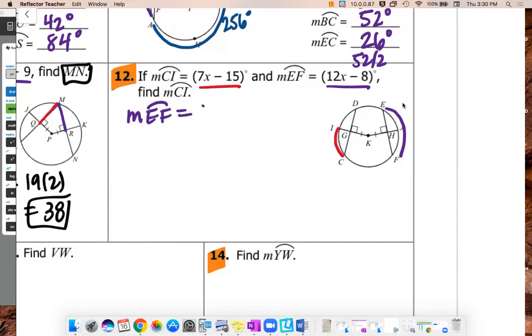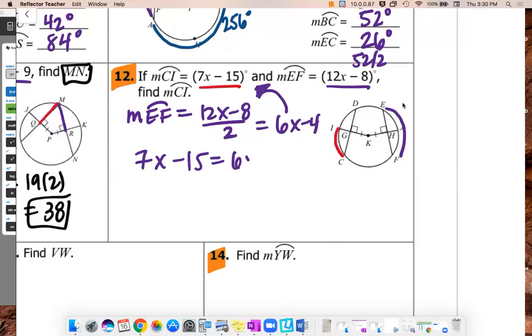So 12x minus 8, I'm going to divide all of that by 2, so this becomes 6x minus 4. And then I know that has to be equal to the pink arc. So I now know 7x minus 15 is going to equal 6x minus 4. Do your lovely algebra.